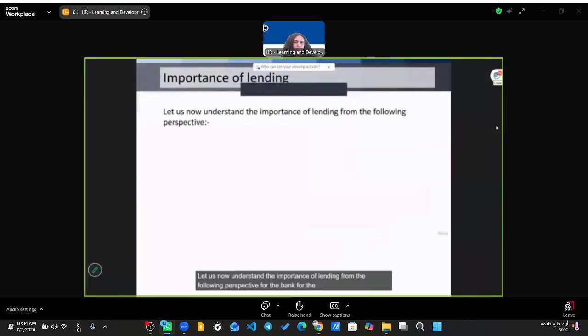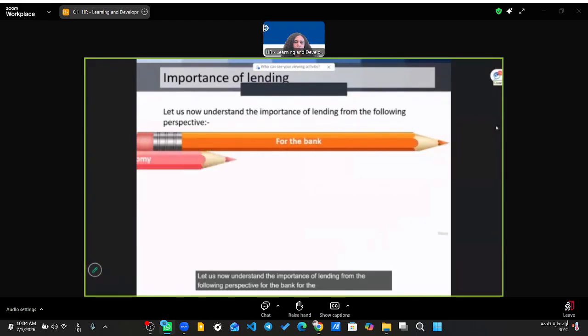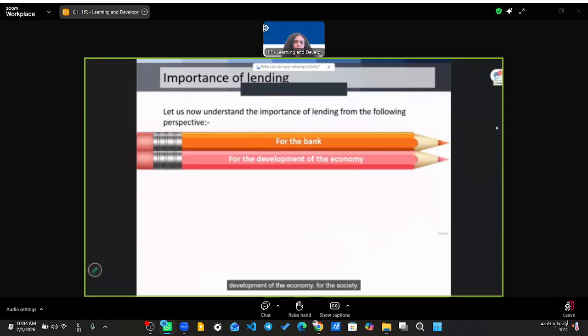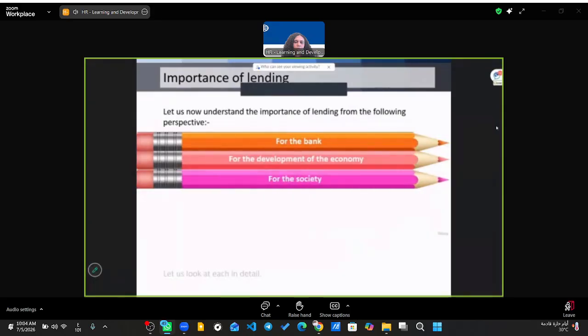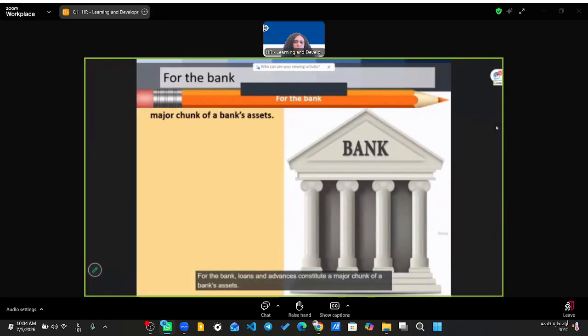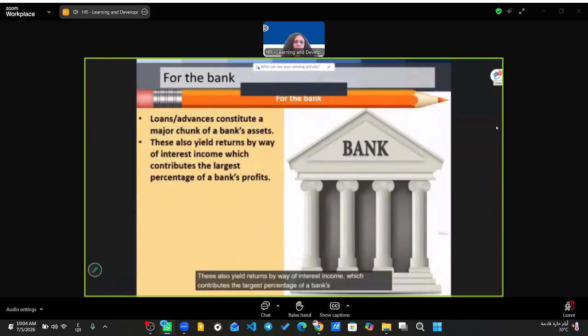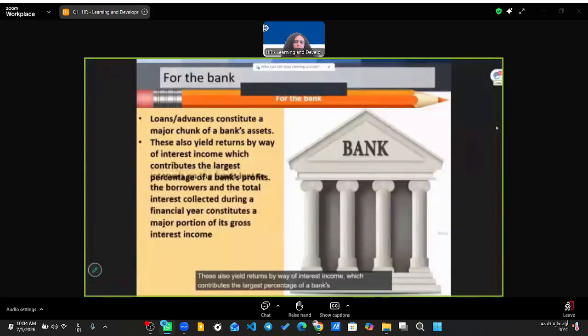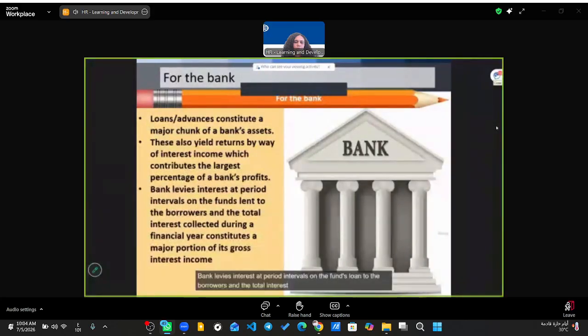Importance of lending. Let us now understand the importance of lending from the following perspectives: for the bank, for the development of the economy, for the society. For the bank, loans or advances constitute a major chunk of a bank's assets. These also yield returns by way of interest income, which contributes the largest percentage of a bank's profits. Bank levies interest at periodic intervals on the funds lent to the borrowers, and the total interest collected during a financial year constitutes a major portion of its gross interest income.